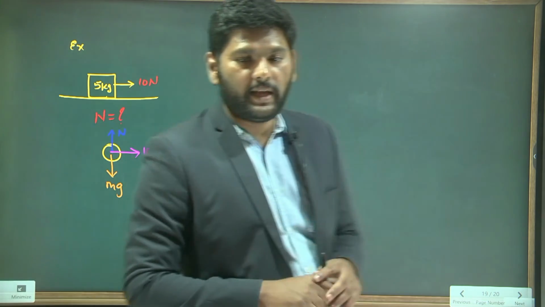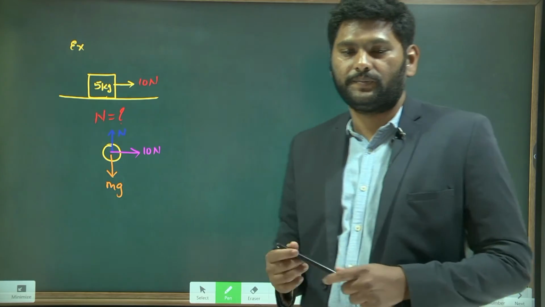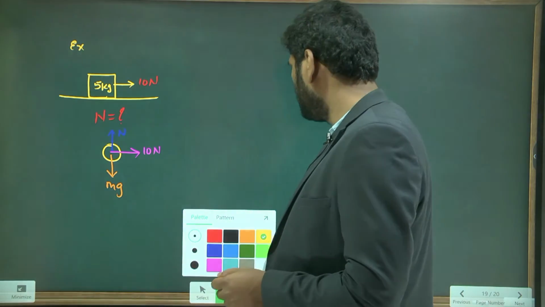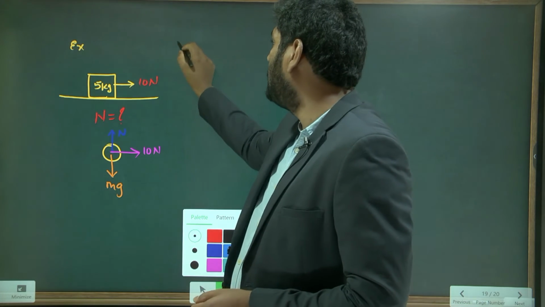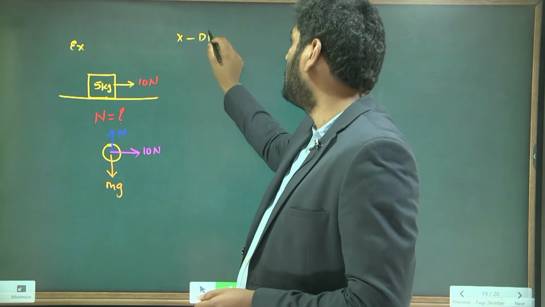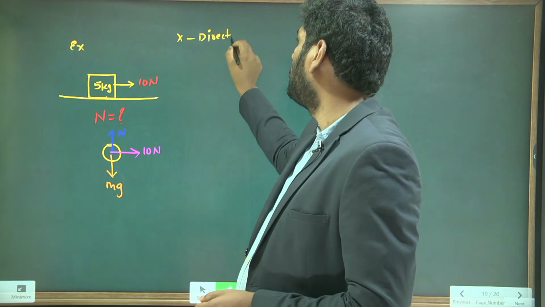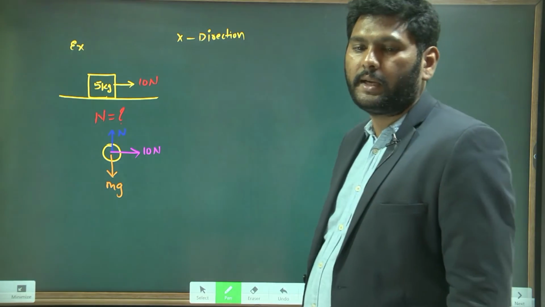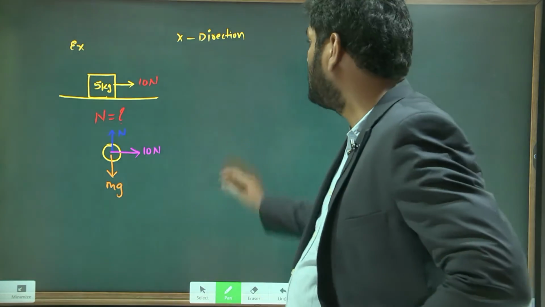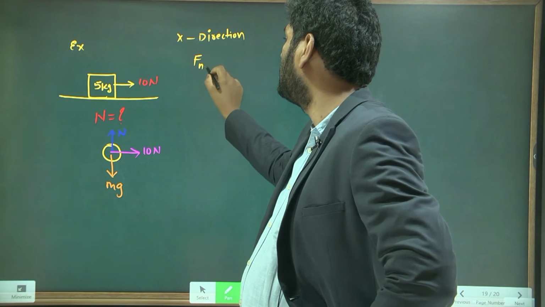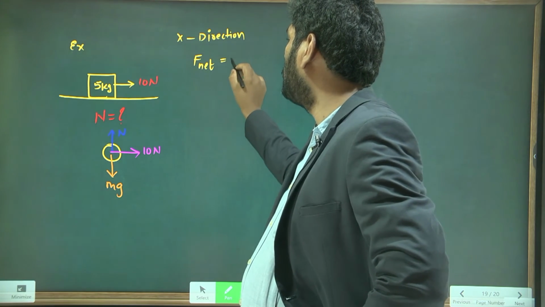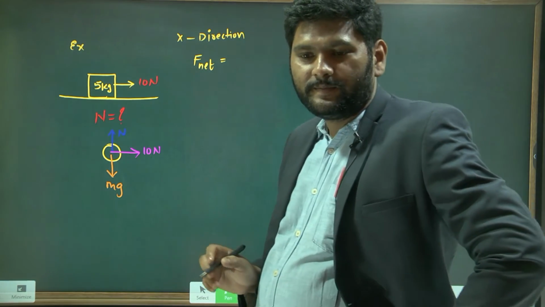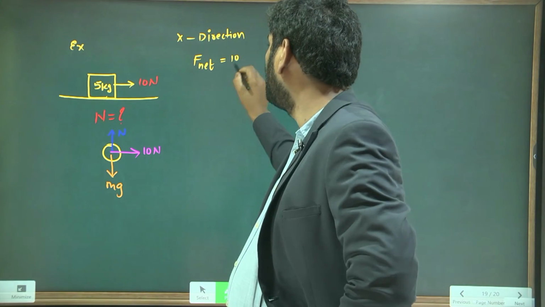After drawing the free body diagram, next step. Apply Newton's second law. Very good. Along the x direction, if I apply Newton's second law, how many forces are acting along the x direction? 1. What is this? F. F net is equal to how much? F. But how much is this F value here? 10 newtons. Very good, excellent.